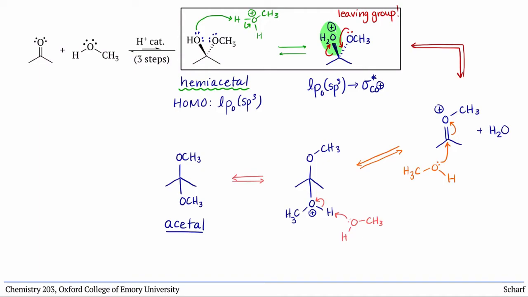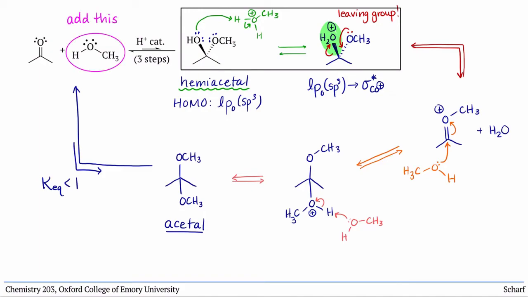At the risk of sounding like a broken record, unfortunately, this overall reaction is typically not favorable. Its equilibrium constant is usually slightly less than 1. But there's a very helpful tool that allows us to manipulate this equilibrium, Le Chatelier's principle. If we add a lot of the alcohol, for instance, by using it as solvent, and remove water from the products, perhaps by using a drying agent like you've done in lab, we can force the equilibrium to the right, and therefore usually isolate acetals in pretty good yield.